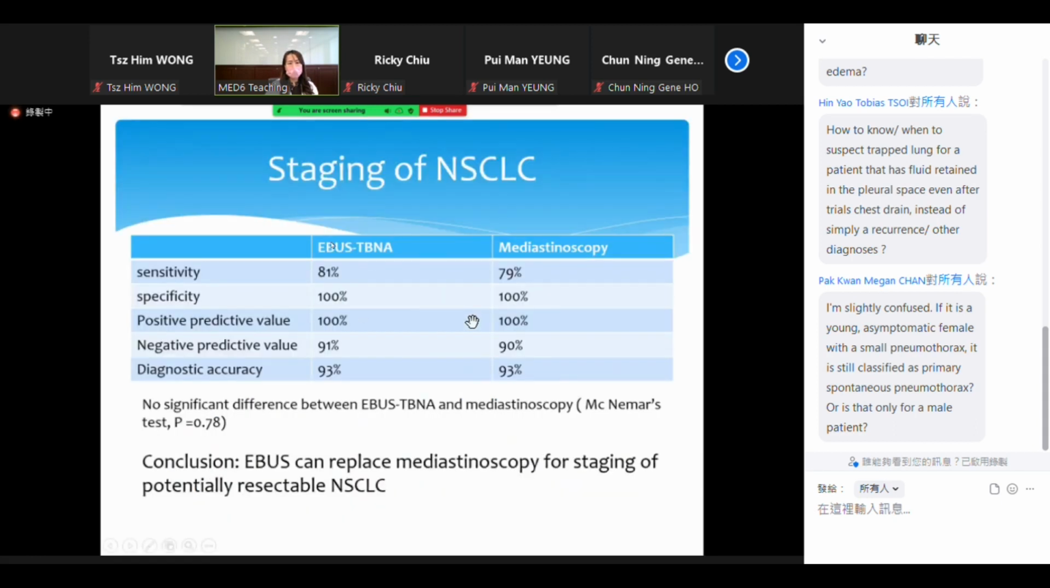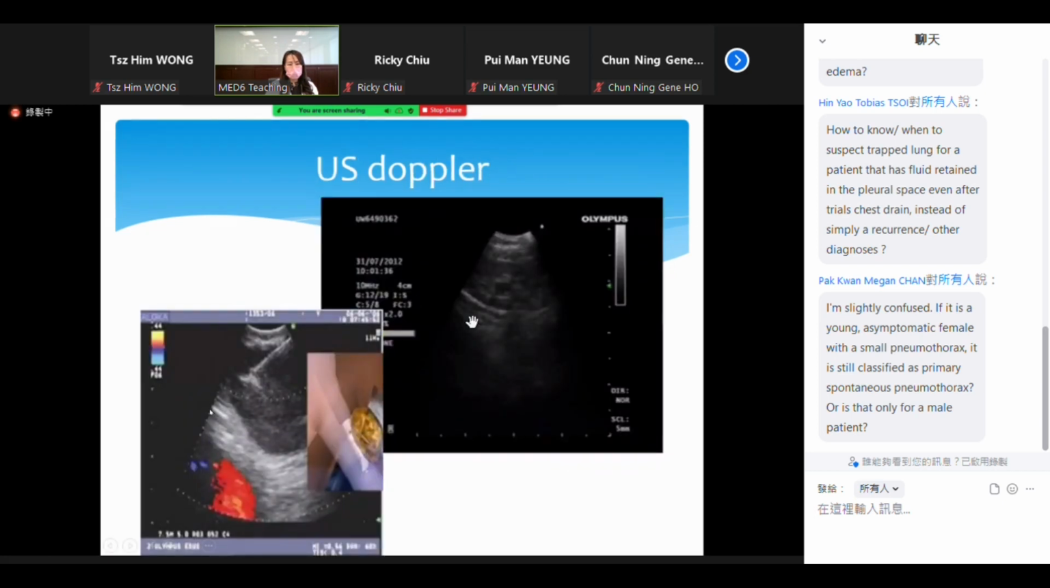So it just shows the sensitivity comparing EBUS and mediastinoscopy, and it's all comparable. So EBUS has already replaced mediastinoscopy for staging of potentially resectable lung cancer. So this is the EBUS image showing the lymph node, a big lymph node here, and then we can stick a needle in to do the real-time FNA.